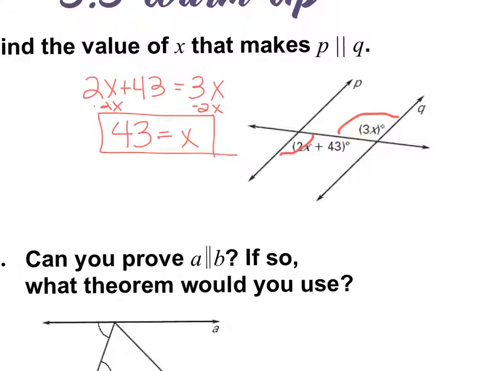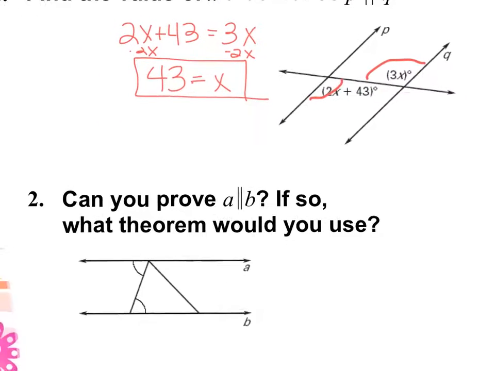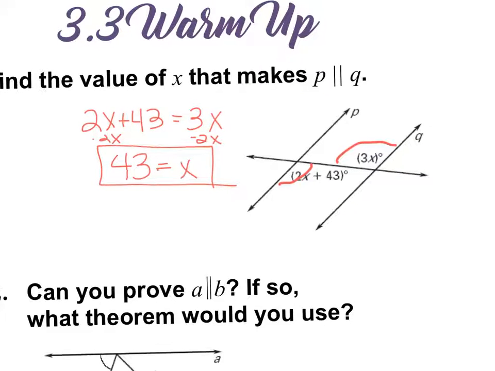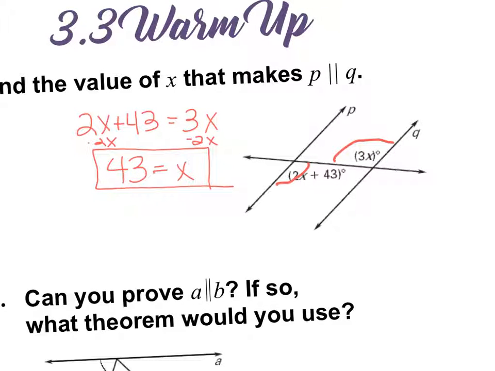Questions on that one? Yep. Say again. So remember we said in order for the lines to be parallel, alternate interior angles are congruent. You see that those are alternate interior angles? So in order for them to be congruent, they'd be equal to each other. You set them equal to each other and then solve for x.